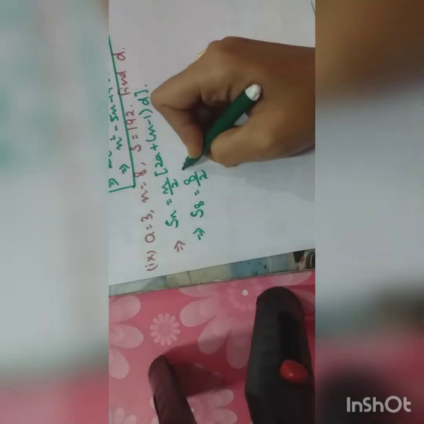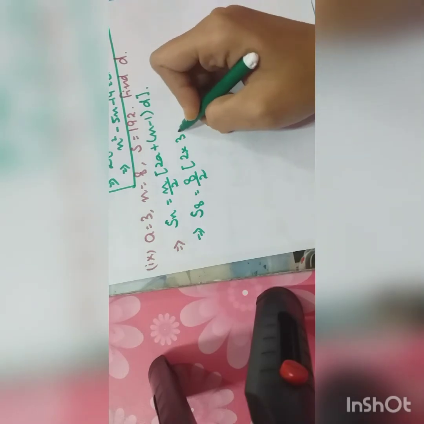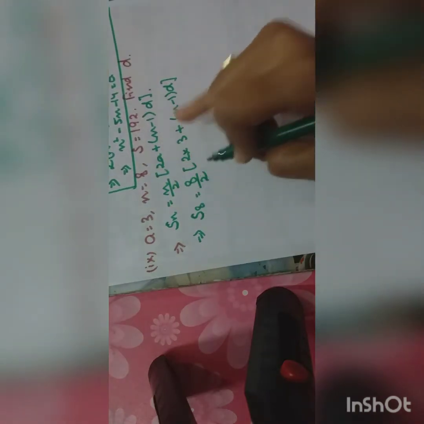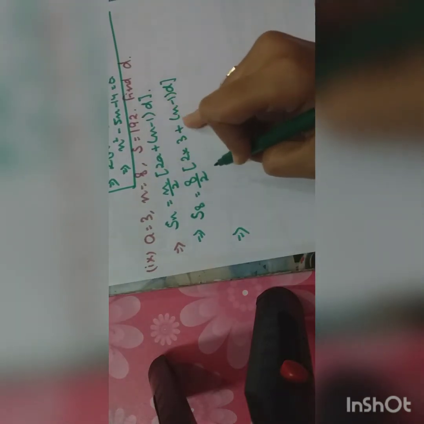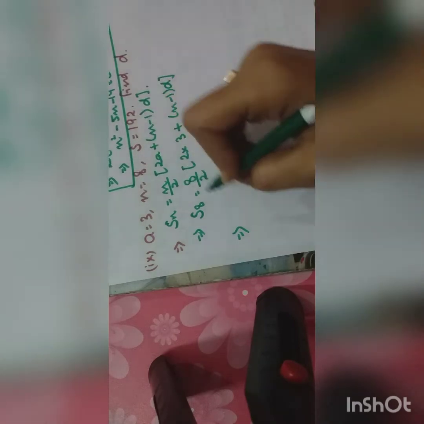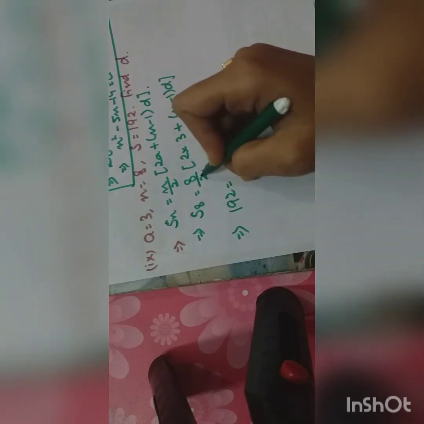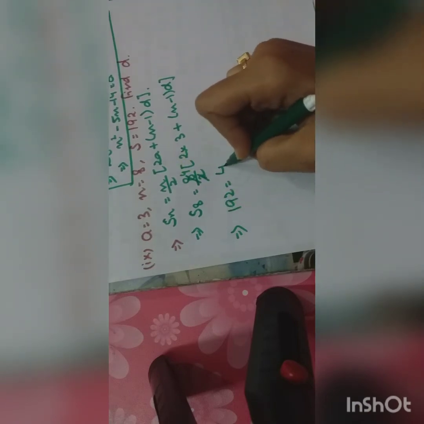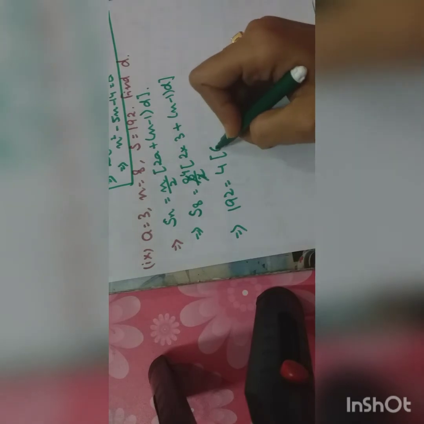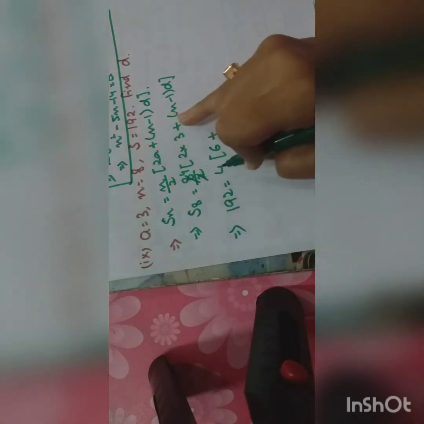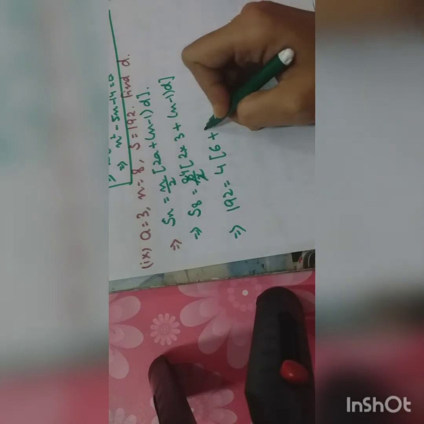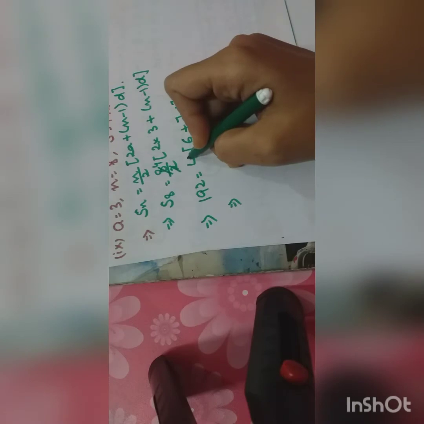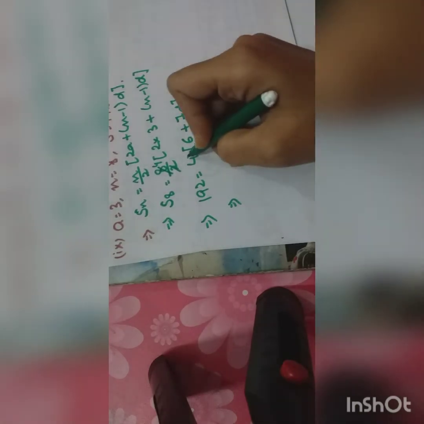So 8 by 2 into 2 into a, a is given as 3, plus n minus 1 into d. N is given as 8, and in the next step I will put the value of n here. S8 is given as 192 equals, 2 fours are 8, I am cancelling numerator and denominator by 2, so here it will be 4. 2 threes are 6 plus, n value is 8, so 8 minus 1 will be 7 into d.